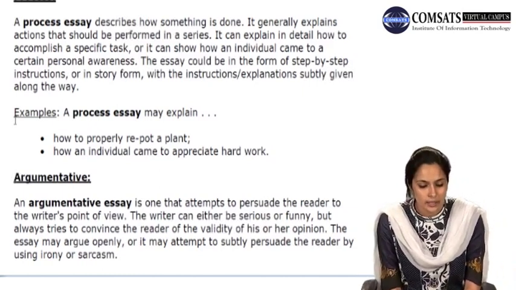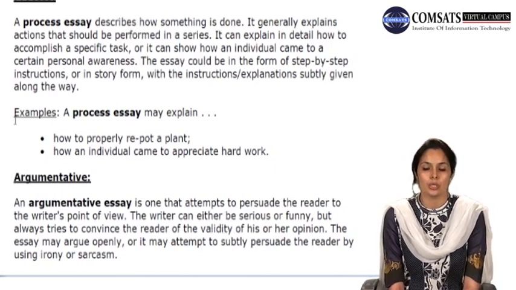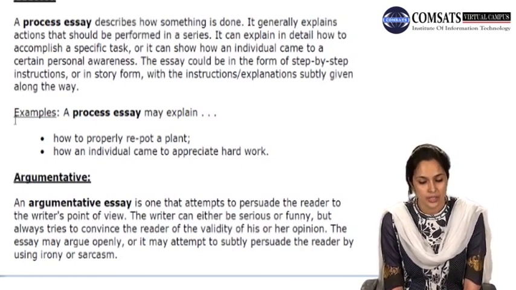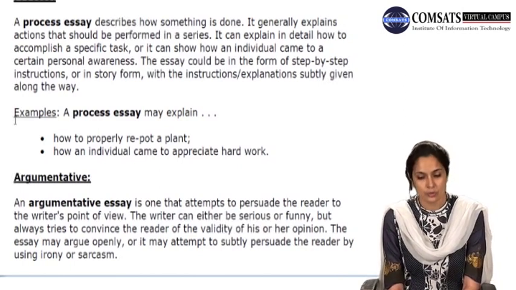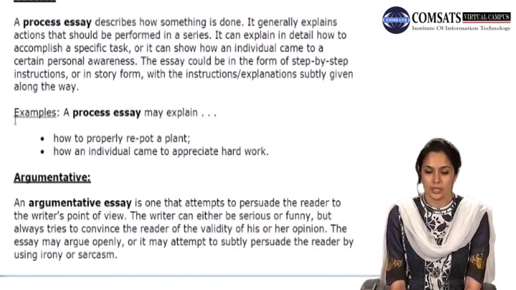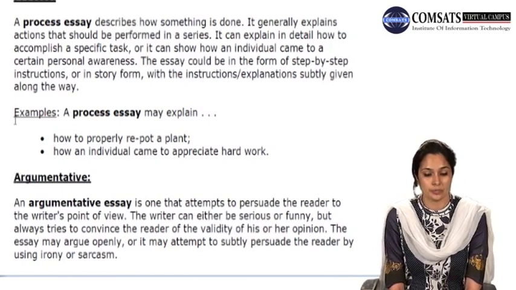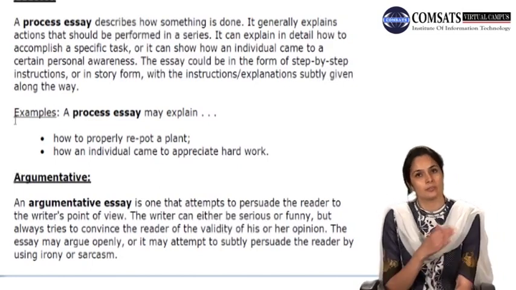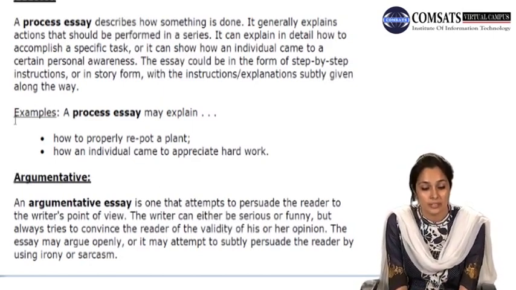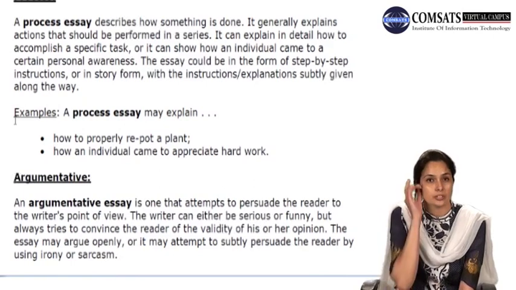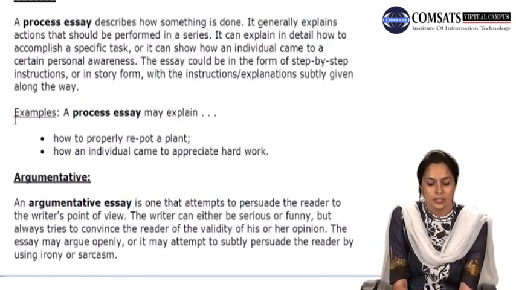Now, the process essay can give you the process of something, किसी चीज़ के कोई चीज़ कैसे होती है, different series of events, how various steps are followed to do that, and details about how to accomplish a specific task, or show how an individual came to a certain personal awareness, life में उसकी different steps आए, different stages आए उसके बाद. The essay could be in the form of step-by-step instructions or in the story form. इसे भी आप थोड़ा सा narrative style में लेके जा सकते हैं.